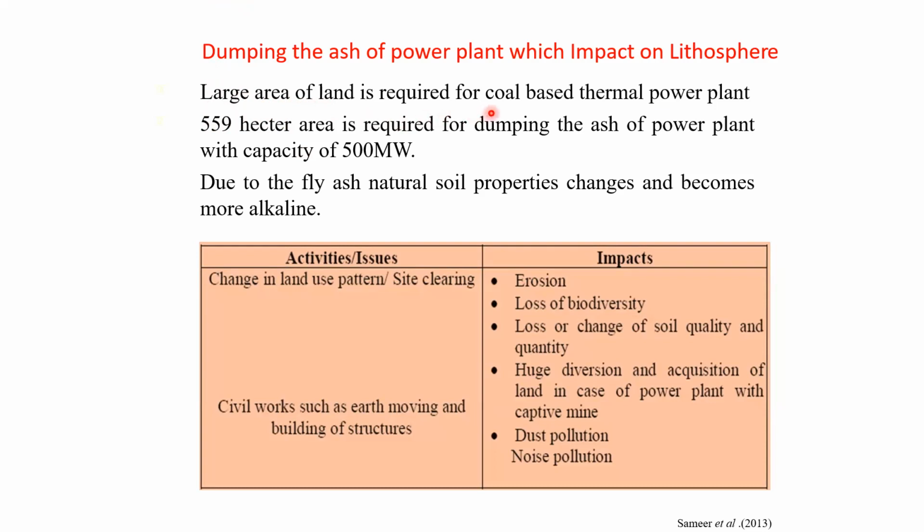A larger area of land is required for a coal-based thermal power plant. Around 560 hectares of area is required for dumping the ash of a power plant with a capacity of 500 megawatt. Then erosion takes place due to the fly ash. Natural soil properties change and become more alkaline. So there is a change in land use pattern, site clearing, erosion, loss of biodiversity, loss or change of soil quality and quantity, land diversion and acquisition in the case of a power plant with a captive mine.